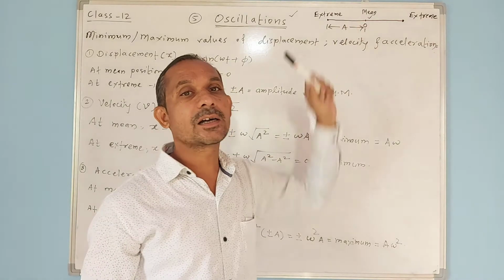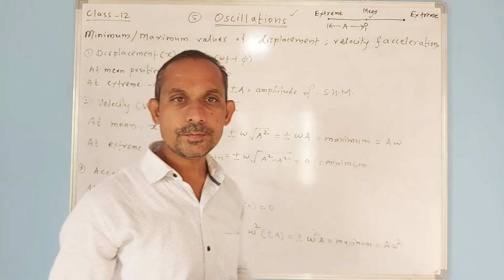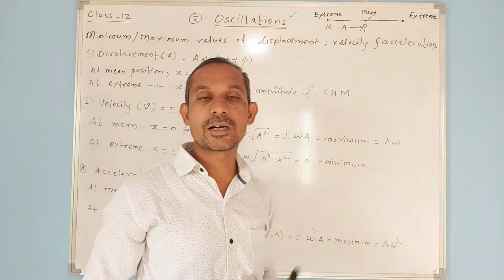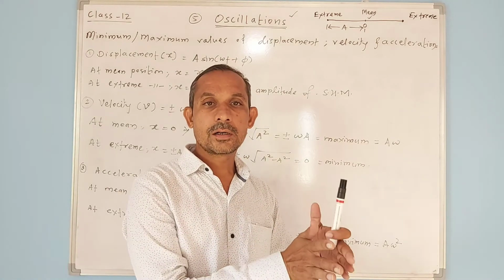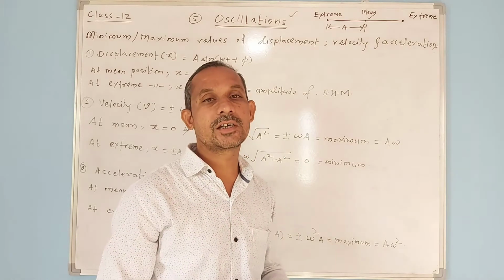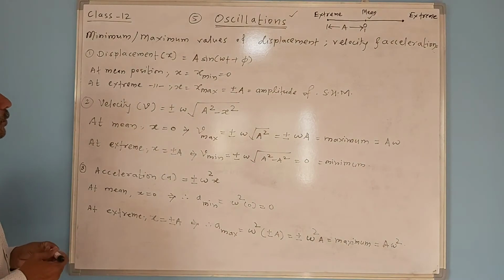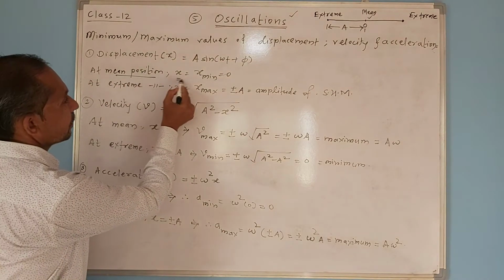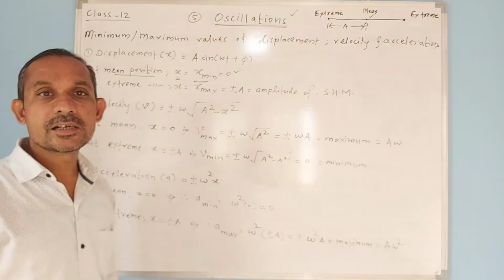So for the displacement, when the particle is at the mean position, the particle's displacement from the mean position will be zero. At the mean position, the displacement of the particle is always zero, because the distance of the mean position from itself is nothing but zero. So at the mean position, displacement is zero. Zero means minimum displacement.